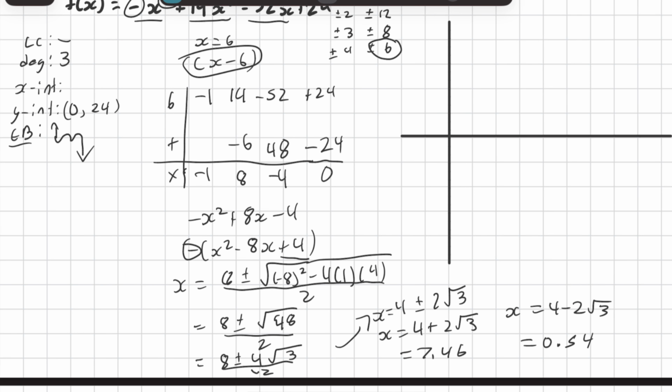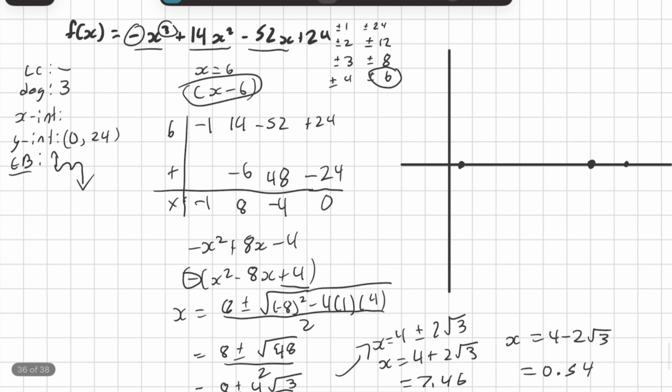Okay, I just had to move our y-axis so I could plot this. So we're going to have an x-intercept where x is 6. Go ahead and do that. We're going to have an x-intercept where x is 7.46, so basically 7.5. So it's going to go somewhere there. And then one where x is 0.54. This should be somewhere there. And then we have our y-intercept as 24, so I'm just going to go ahead and put that there and then just say 0, 24.